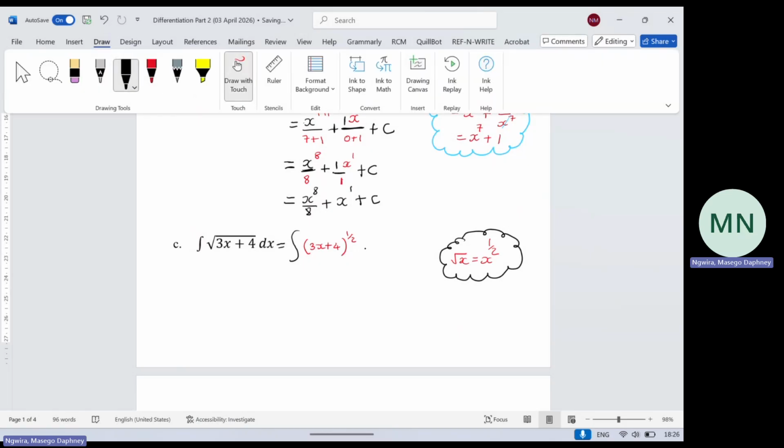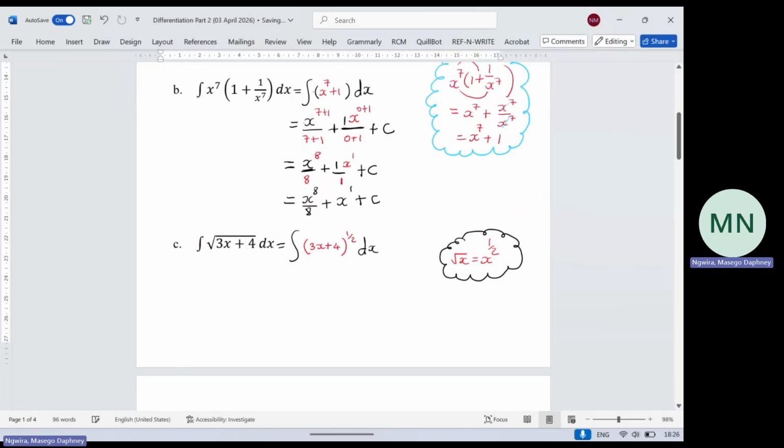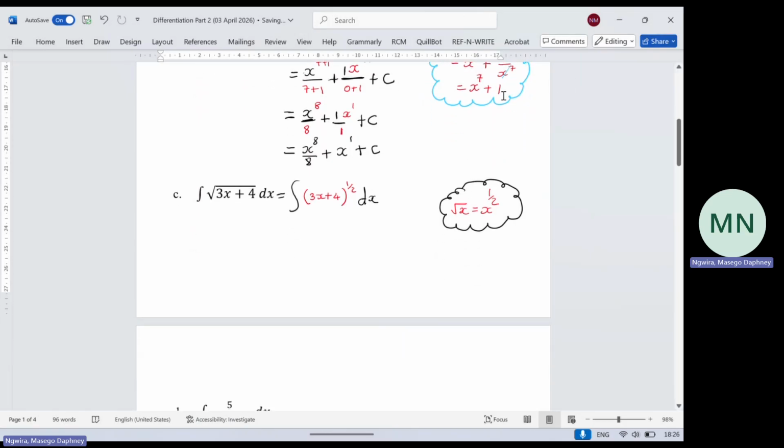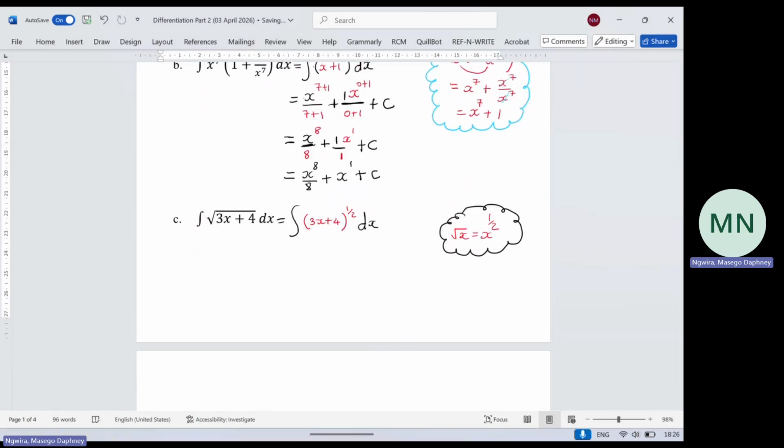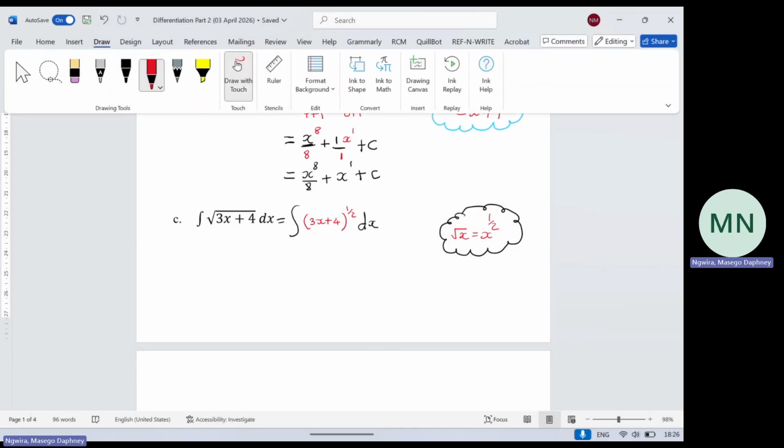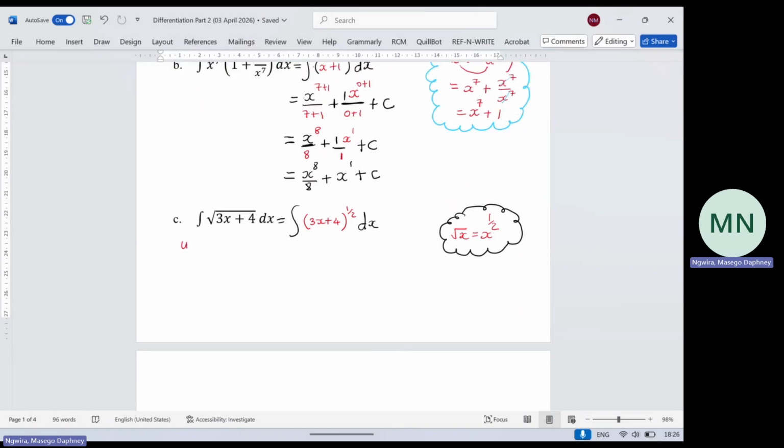So now if you can see, this looks like a function of a function. So now it means that we must use the reverse of the chain rule in integration. So we are going to do that one of let 3x plus 4 equals u. And then now we start solving. We're going to start first by letting u equal 3x plus 4, because this looks like a function of a function.